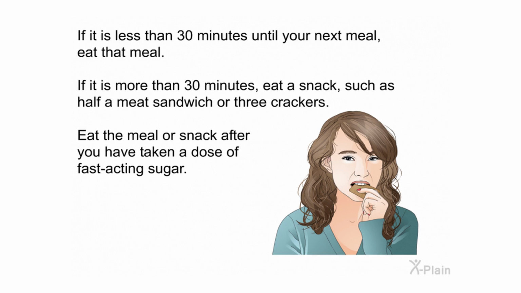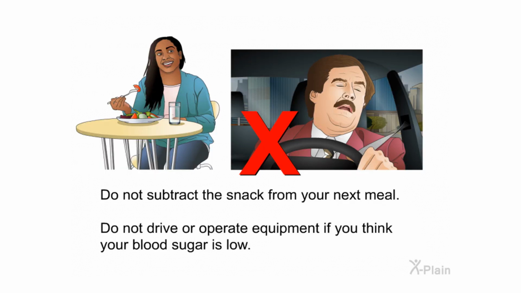If it is less than 30 minutes until your next meal, eat that meal. If it is more than 30 minutes, eat a snack such as half a meat sandwich or 3 crackers. Eat the meal or snack after you have taken a dose of fast-acting sugar. Do not subtract the snack from your next meal. Do not drive or operate equipment if you think your blood sugar is low.